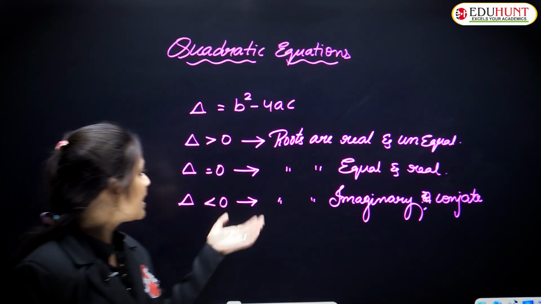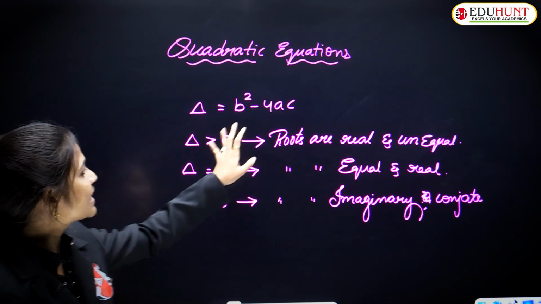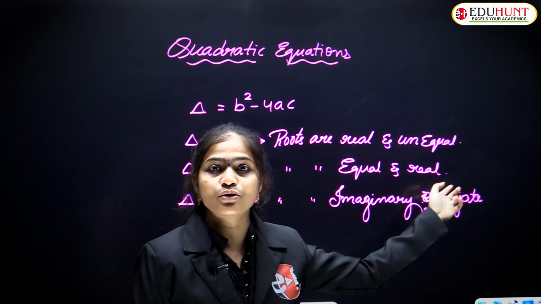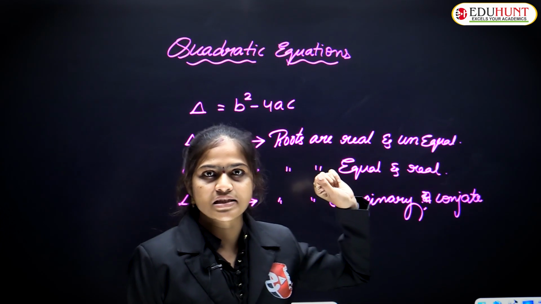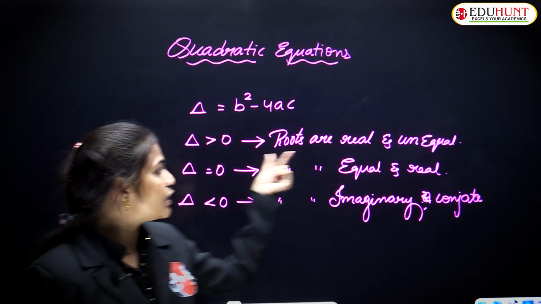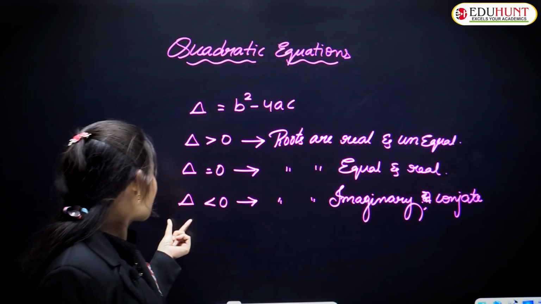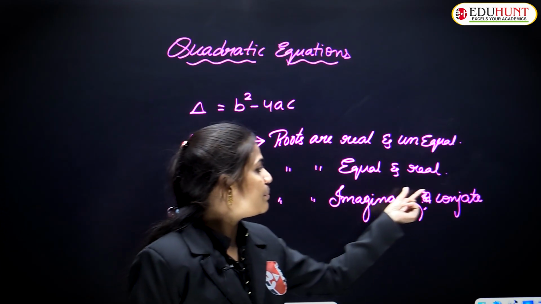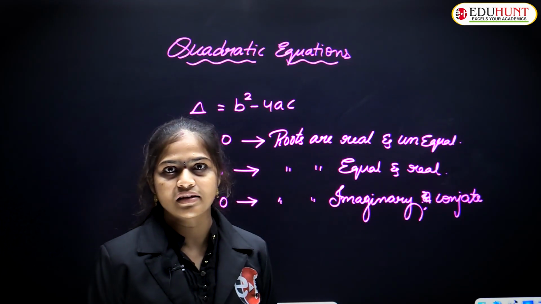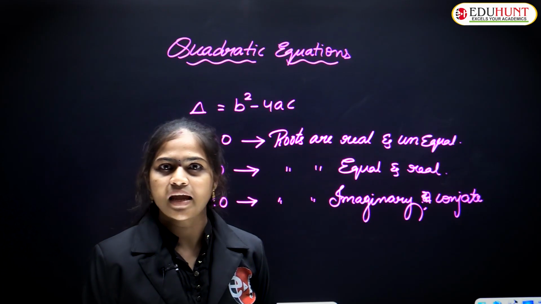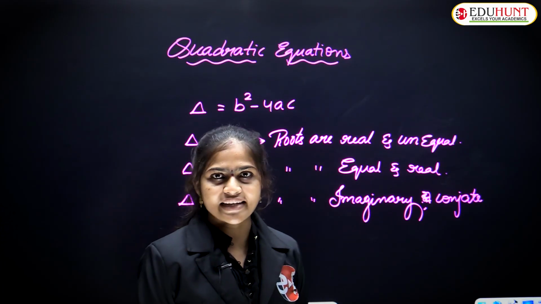So these are the conditions. If delta is greater than 0, then the roots are real and unequal. If delta is equal to 0, then the roots are equal and real. If delta is less than 0, then the roots are imaginary and conjugate. Am I clear to you? So I will tell you one of the examples here.